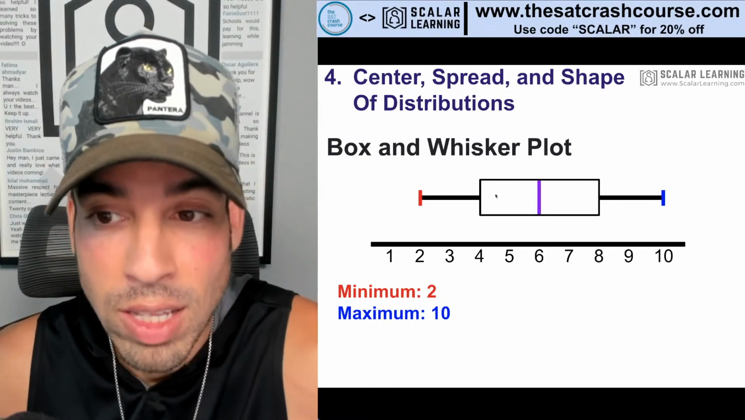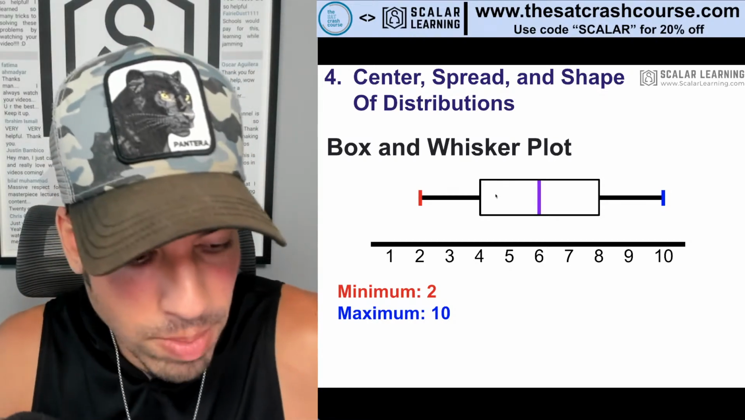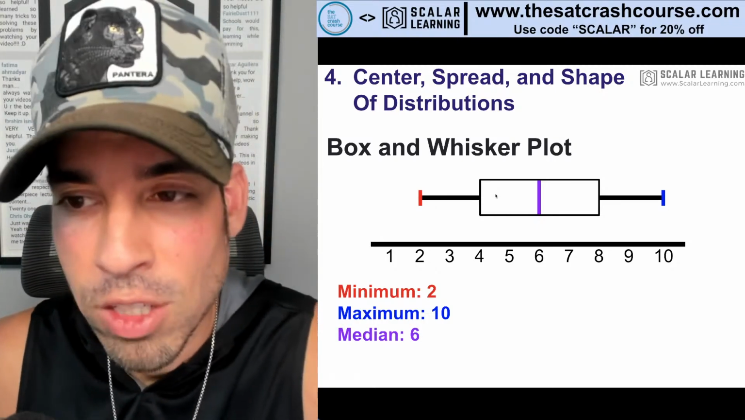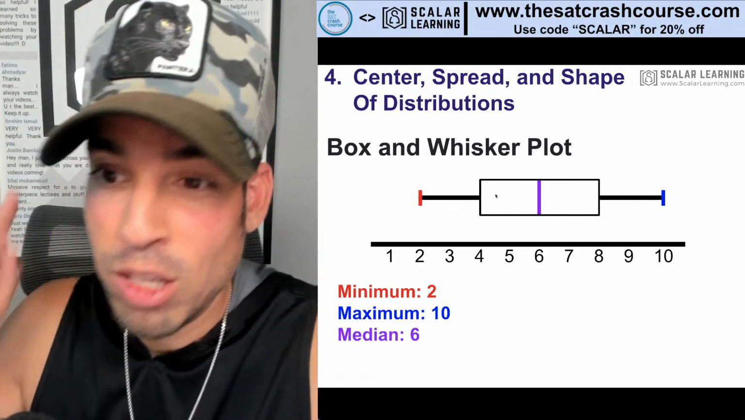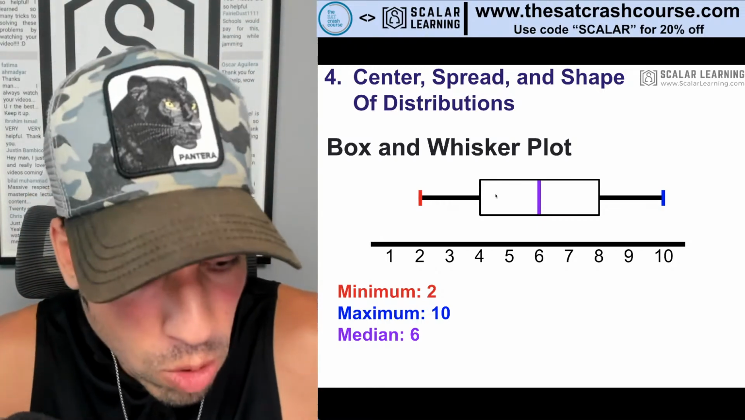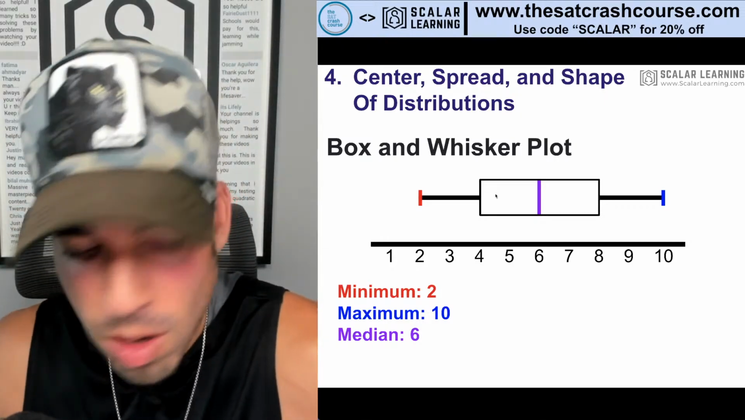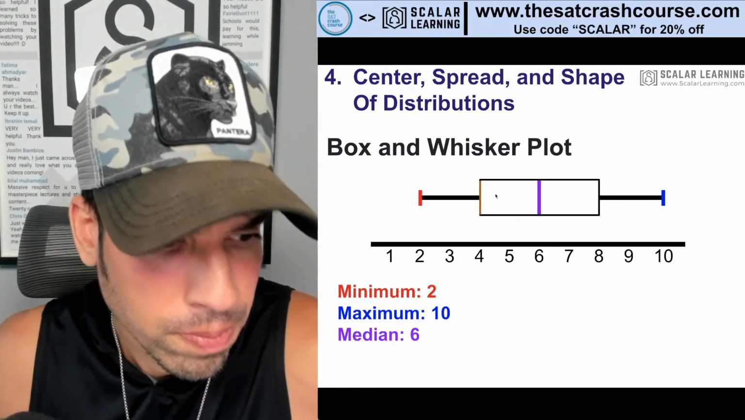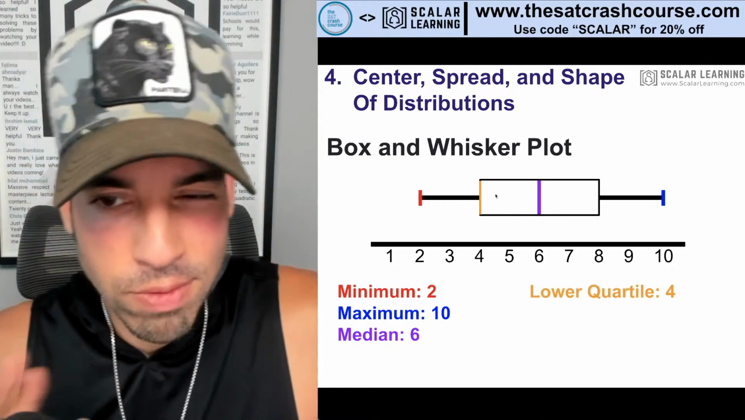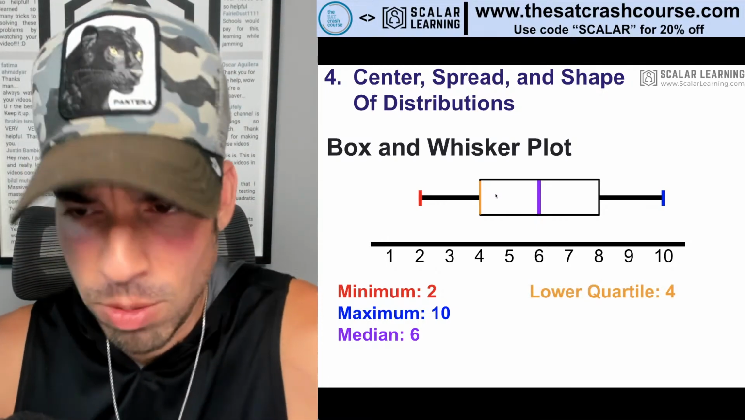Now we have this center line. This is probably the most important line, most commonly tested item here, which is the median. Now somebody asks you, what's the mean based on a box and whisker plot? You cannot answer that. It's not presented in the box and whisker plot, nor is the mode. Only the median, which is that middle value. Next, we have that value in orange, which is called, this is much less likely to be tested, but could be.